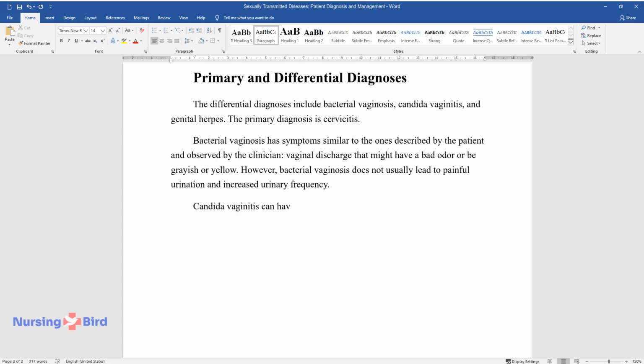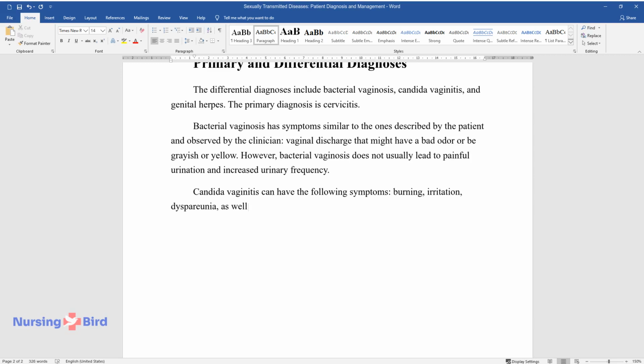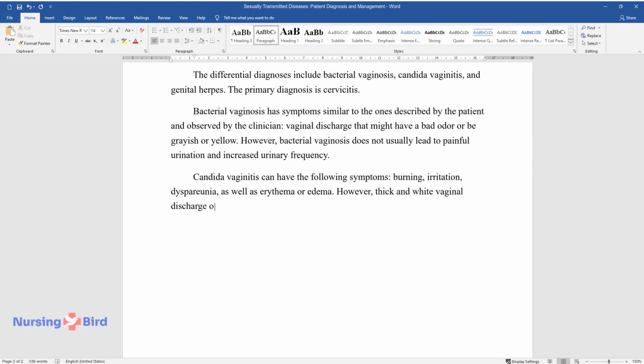Candida vaginitis can have the following symptoms: burning, irritation, dyspareunia, as well as erythema or edema. However, thick and white vaginal discharge on the vaginal walls is also common for this condition, which was not observed in the patient.